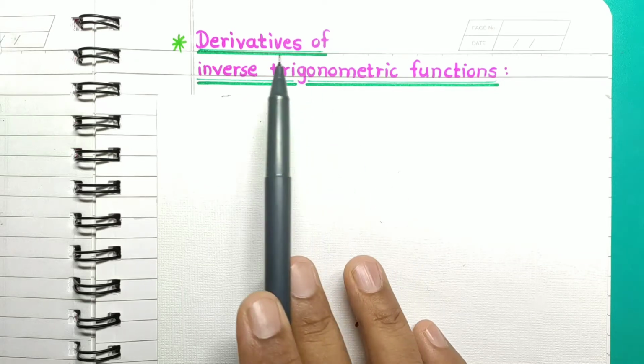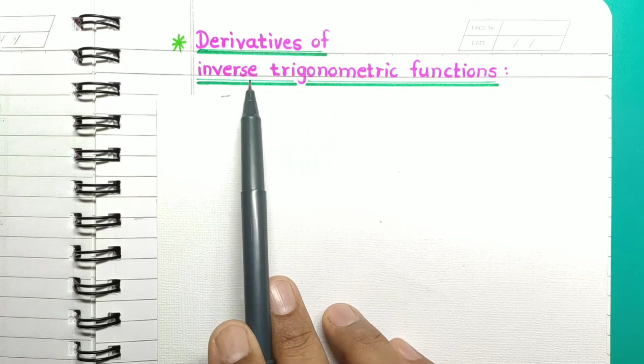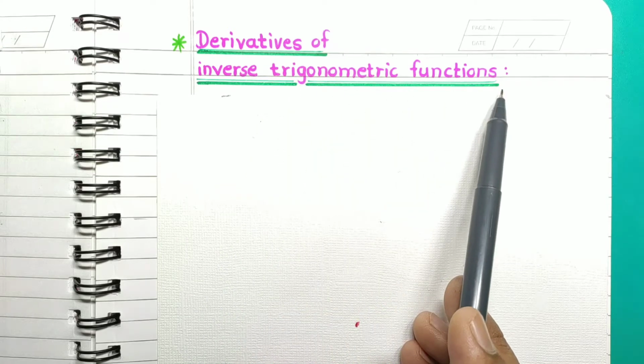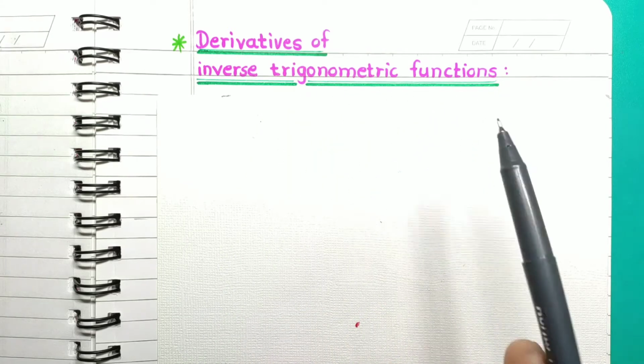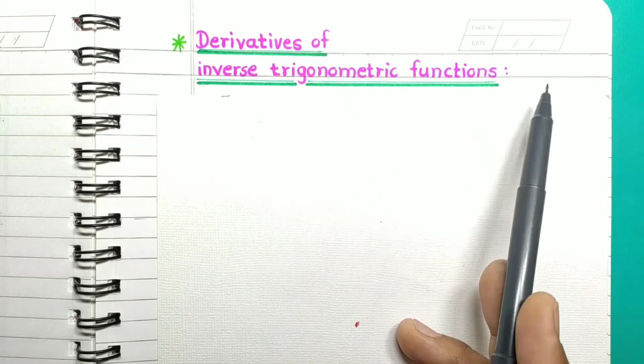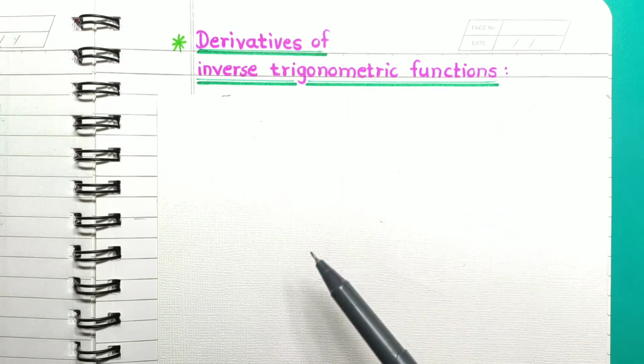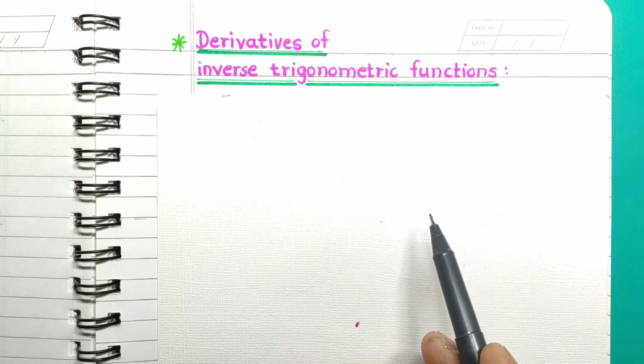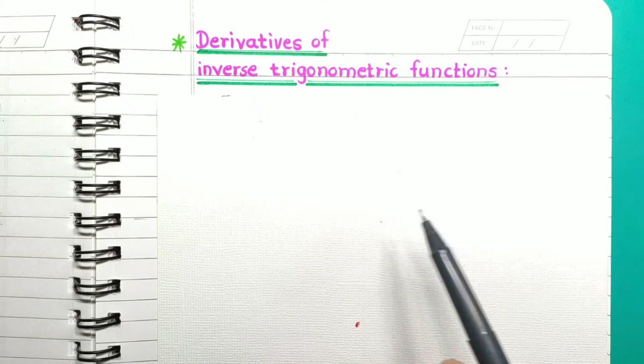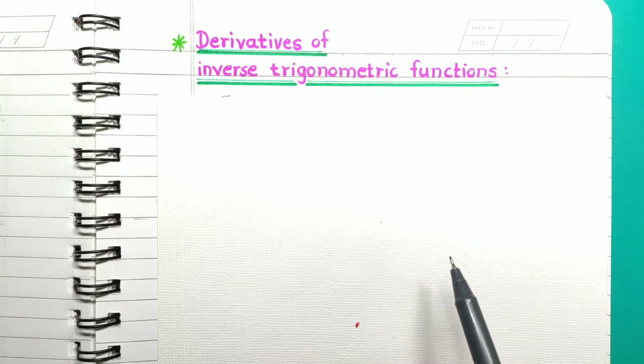In this session, we are going to discuss derivatives of inverse trigonometric functions. But before that, let's recall the concept of inverse trigonometric functions. We know that trigonometric ratios define functions called trigonometric functions or circular functions.